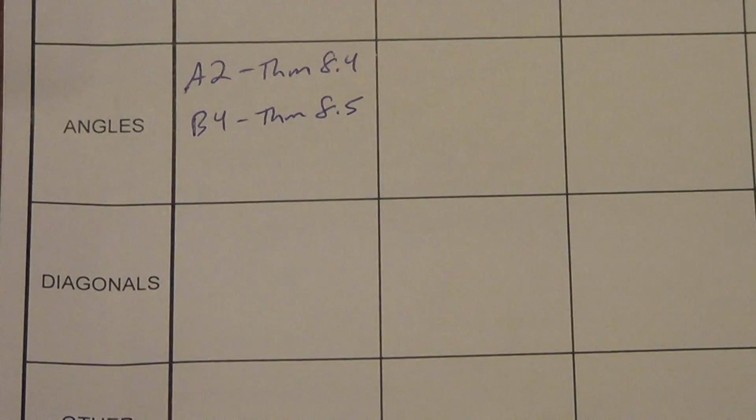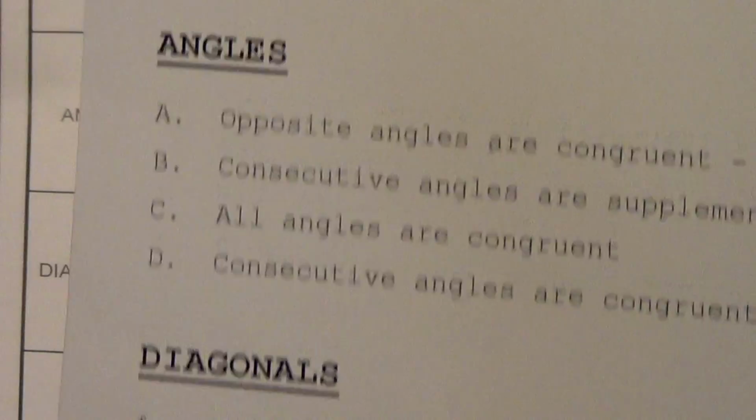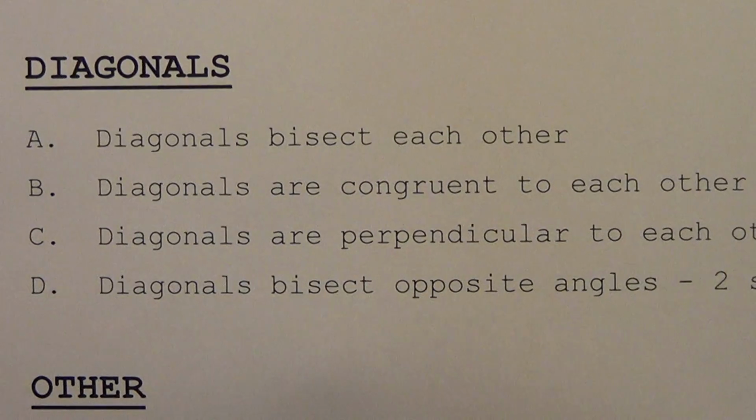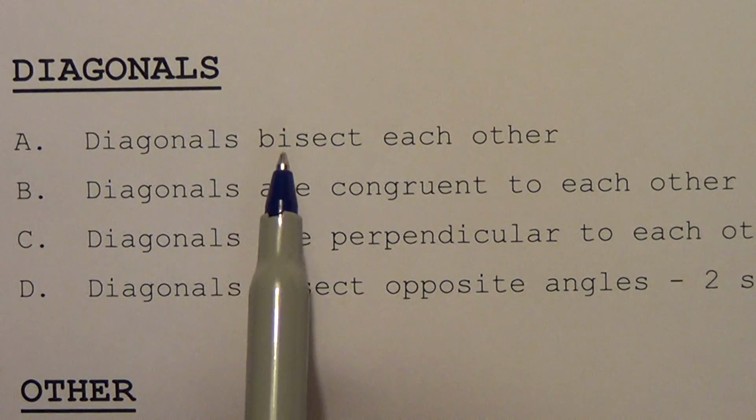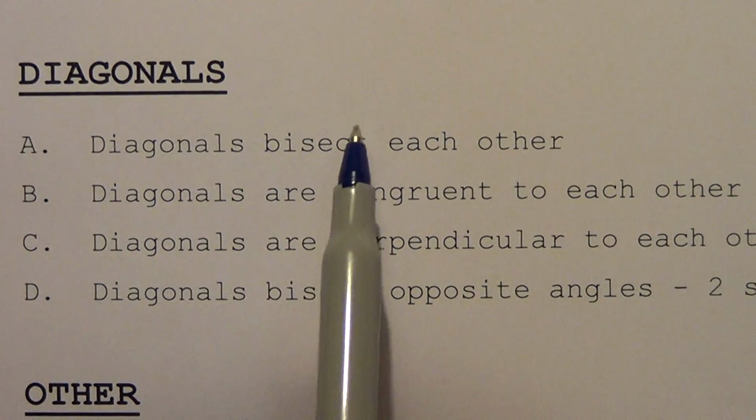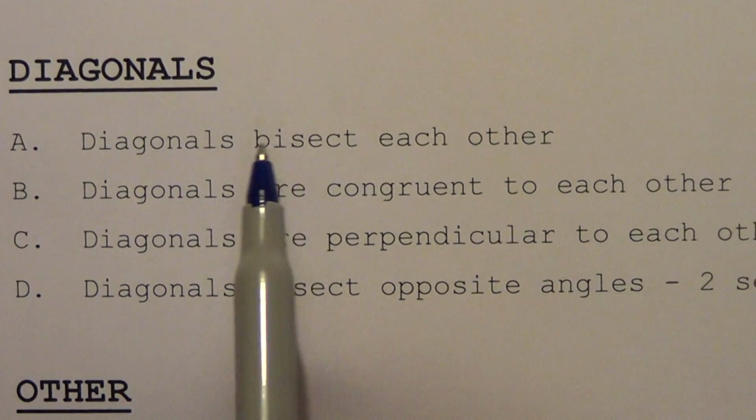Okay, diagonals. Now let's look at the first possibility I have written down here. The diagonals bisect each other. Got to remember what bisect means. Bi, remember, means two. Sect means to cut. So bisect means to cut into two equal pieces. So the question is, do the diagonals actually bisect each other?